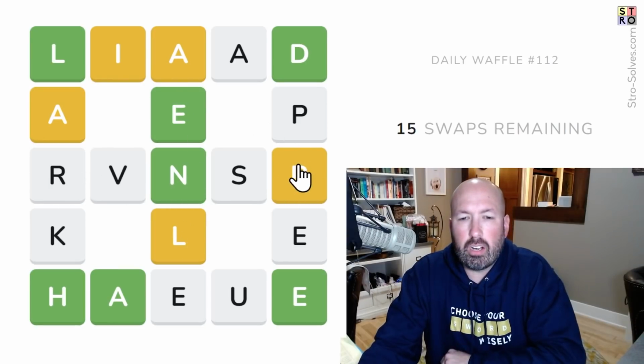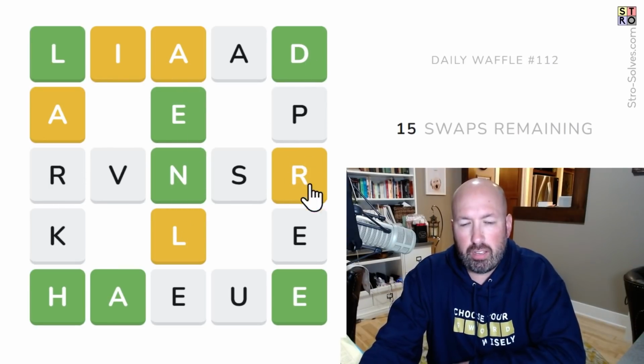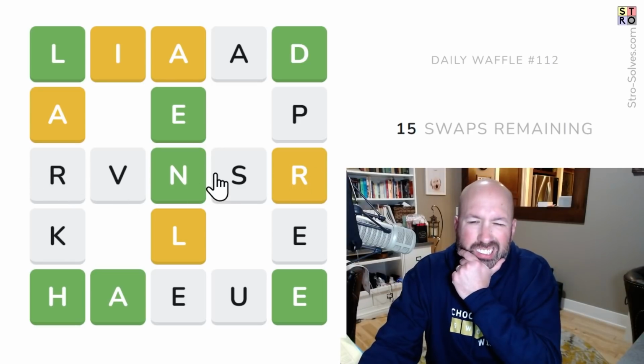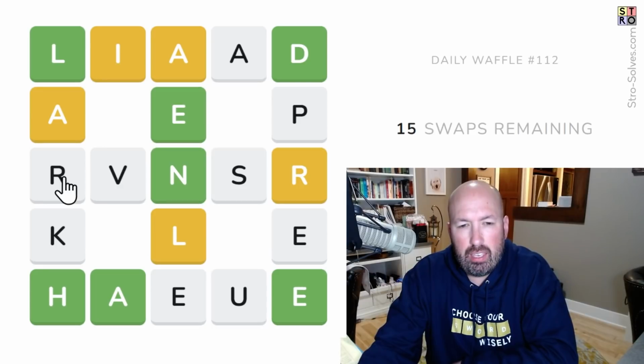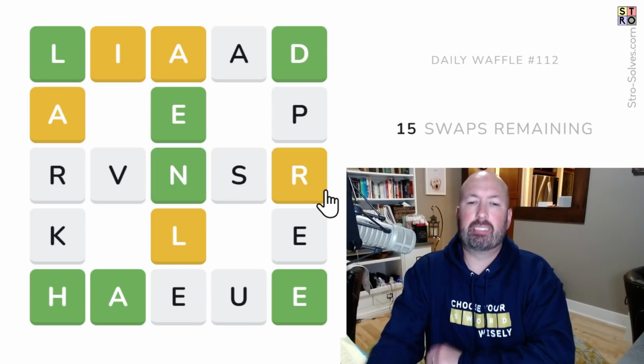Oh, this R has to be... Oh, no, we put that over here. Drive. Yeah. I and V. So we need the P and the K to be in the middle then. That doesn't really work, does it? We'd have A... KNPI?